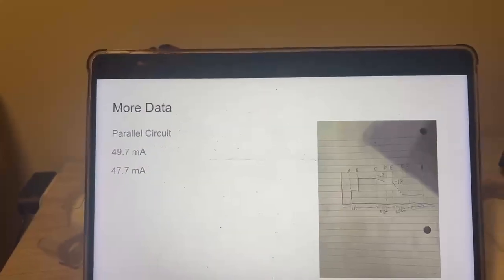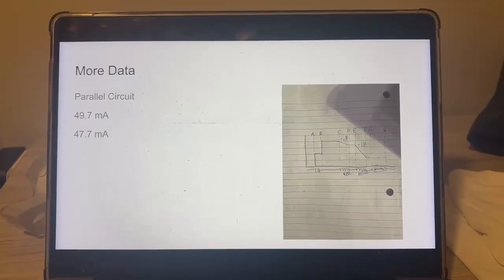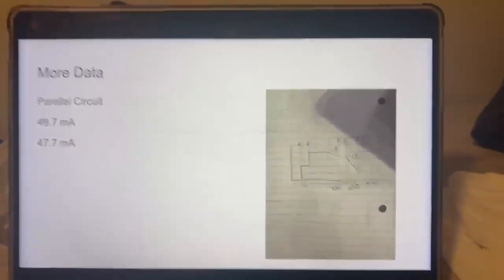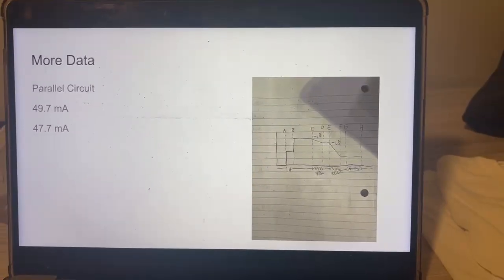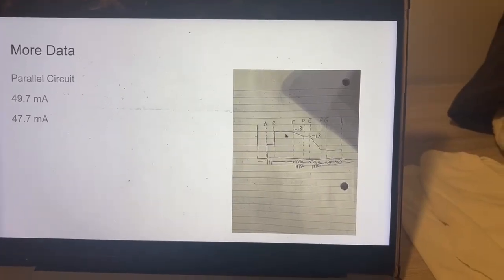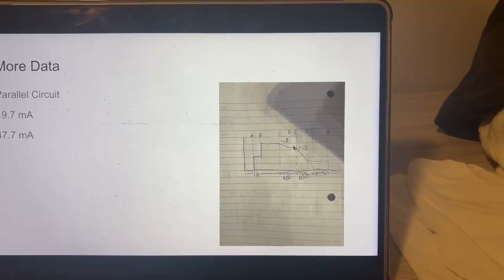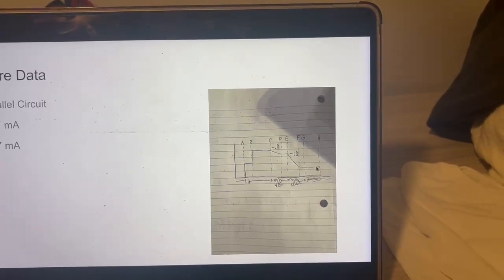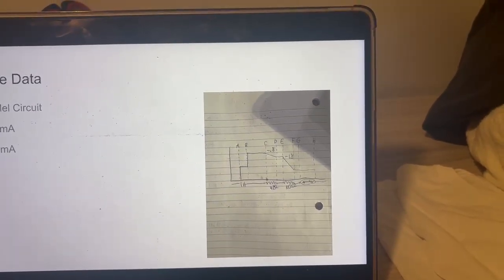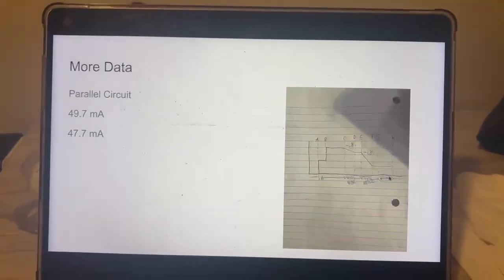And so for the parallel circuit, it was 49.7 mA and 47.7 mA. Those were our 2 measurements there, and then that's our graph. So as you see, that's the minus 0.8, and that's the minus 1.8, and that's the summation of all that. So yeah.